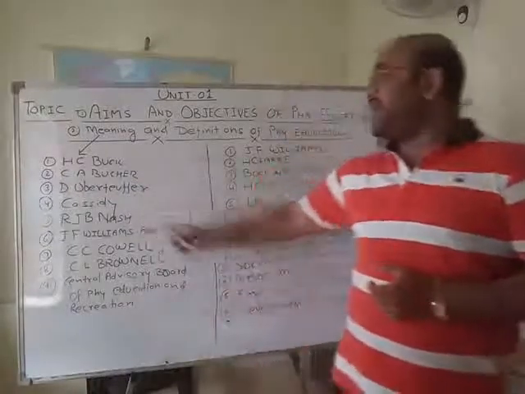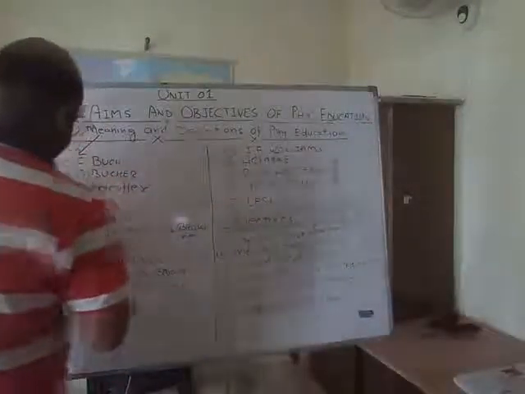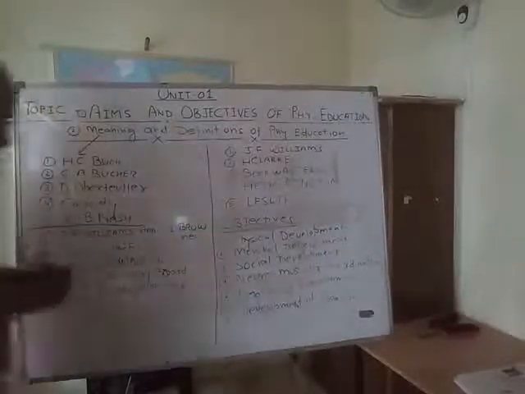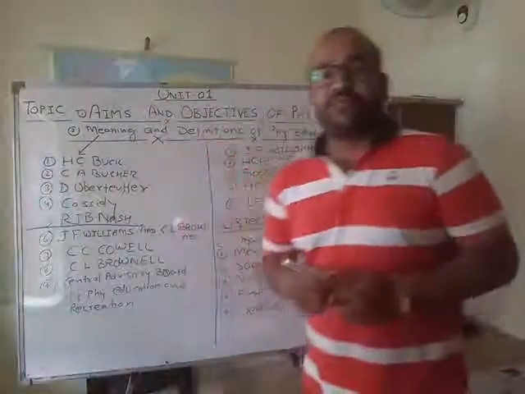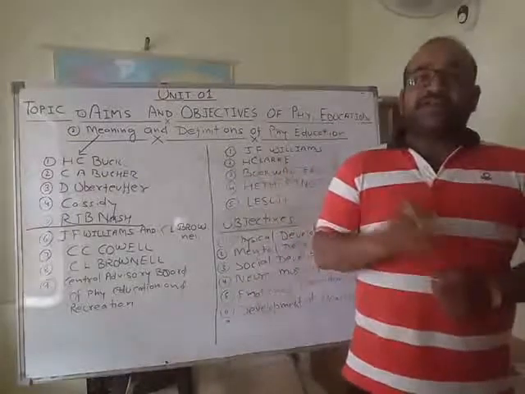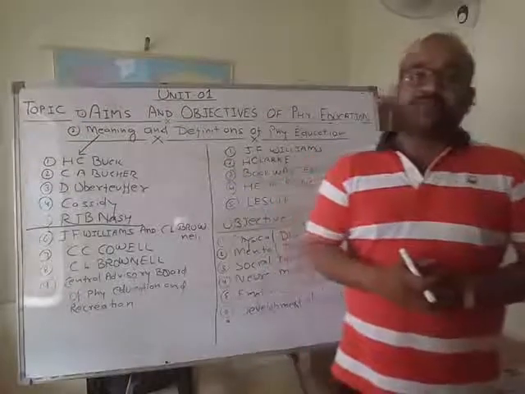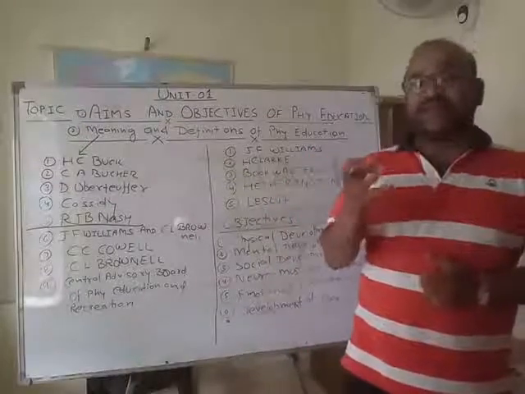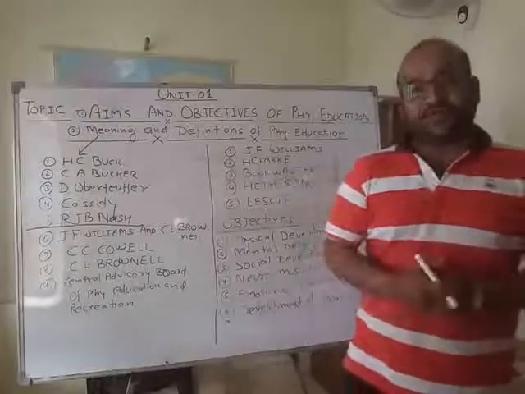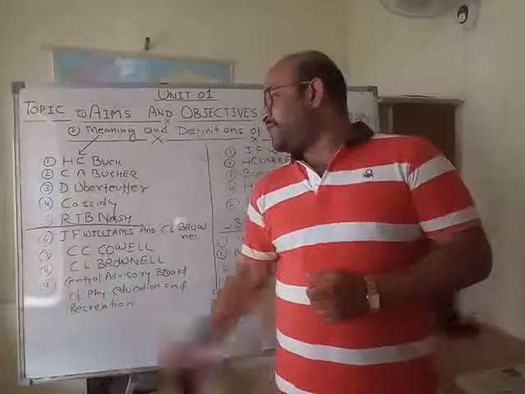Number 5 definition, R.J. Bain. According to R.J. Bain, physical education is that phase of the whole field of education that deals with big muscle activities and their related responses. This is the definition of R.J. Bain.